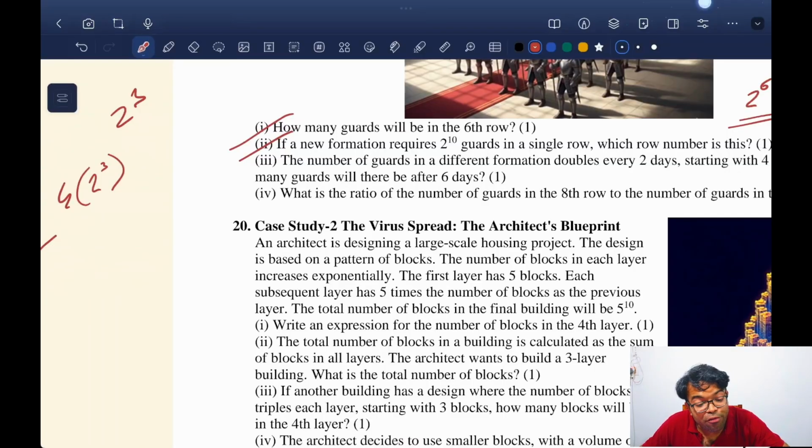नहीं, read: every 2 days. How many 2 days are there in 6 days? How many 2 days are there in 6 days? 3 2 days. 3 2 days, तो 2 to the power 3 हो जाता.